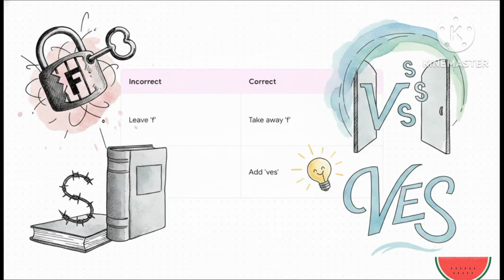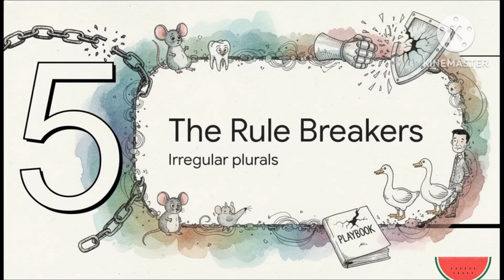Let's look at the word life. If you just leave the F and add an S, making it lifes, it feels clunky, right? It forces this awkward stop in your breath. The correct grammatical move is to drop that F entirely, swap it out, and add VES to get lives. By totally swapping the consonant, the language ensures that as the word multiplies, it remains really melodic and fluid to the human ear.